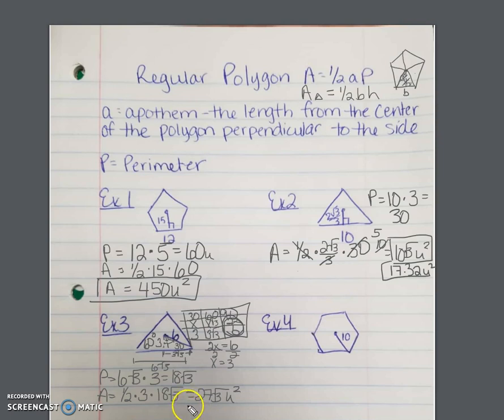And if I type it in my calculator, I get 46.77 units squared. So I would accept either one of these answers because I don't specify whether I want the exact answer or the decimal representation.